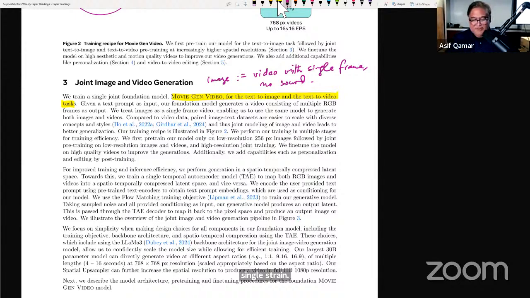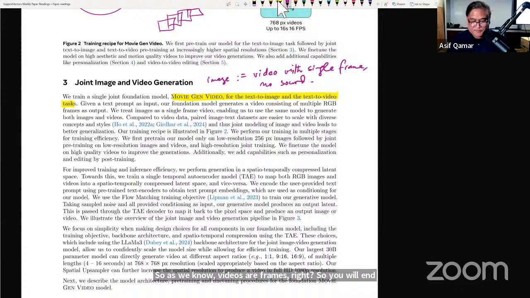Right? That's all it is. So let's train directly for video. So it's a text to video, of which text to image just happens to be a degenerate case. Given a text prompt as input, a foundation model generates a video consisting of multiple RGB frames as output. So as we know, videos are frames, right? So you will end up with lots and lots of frames.